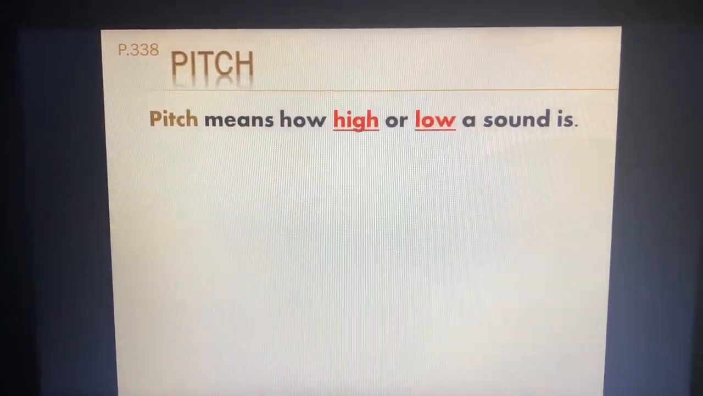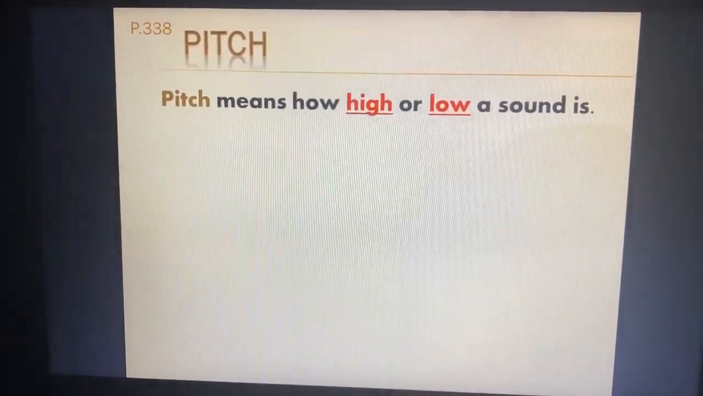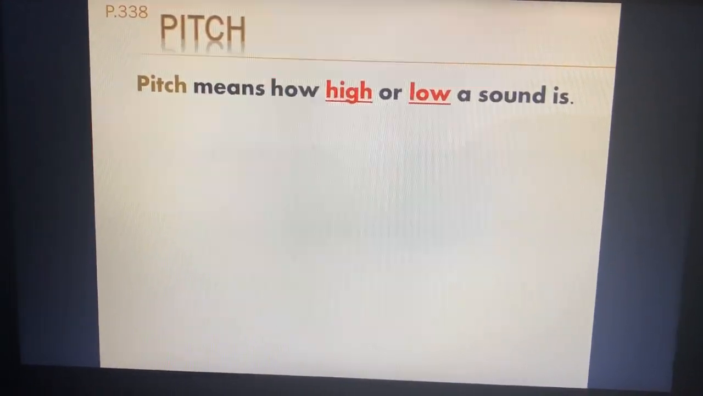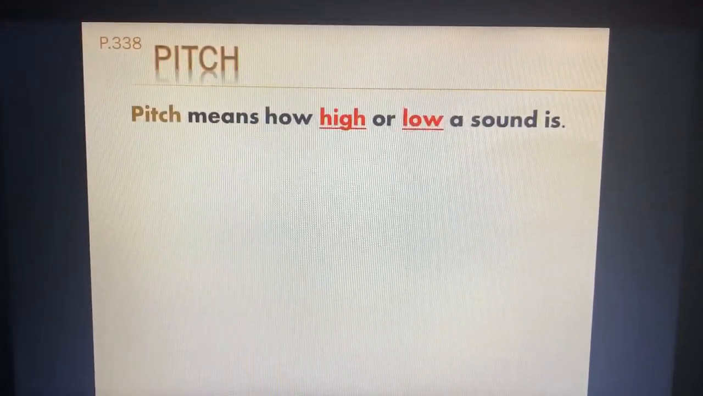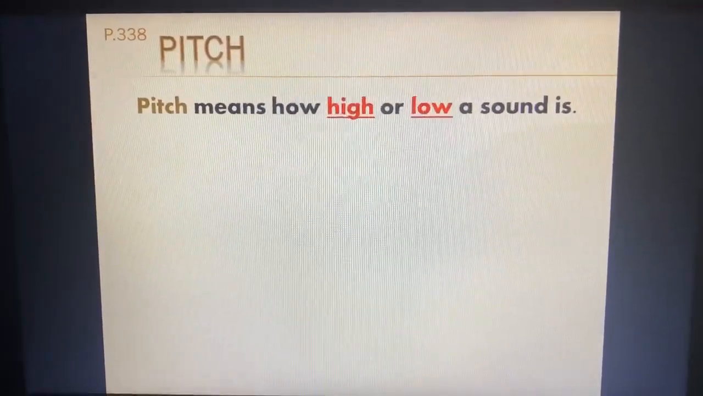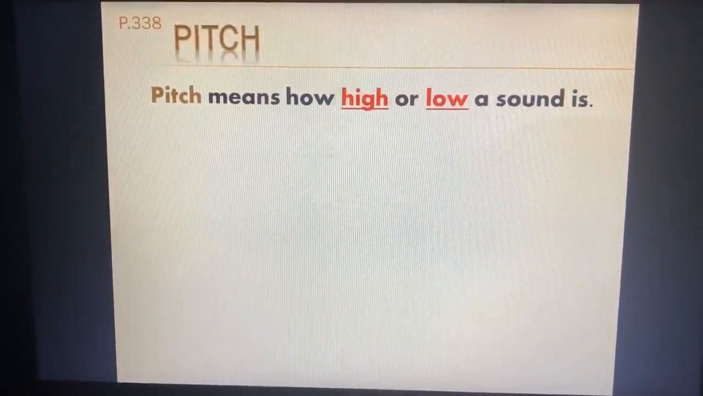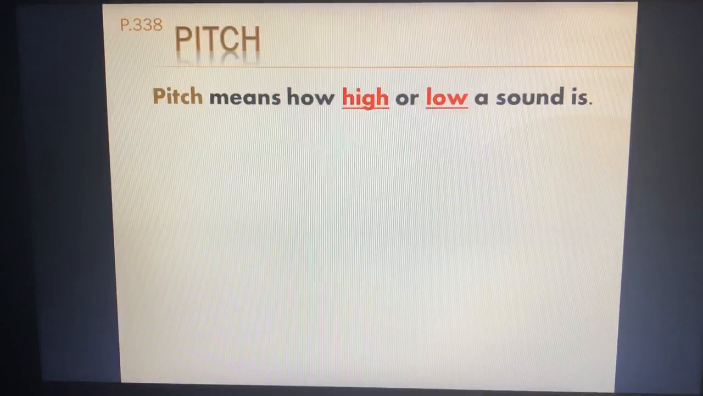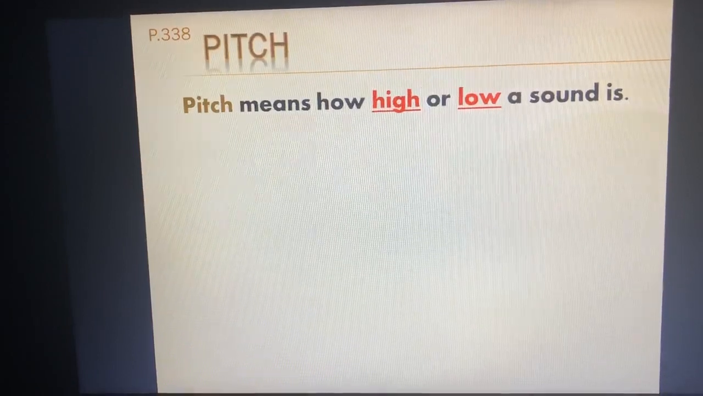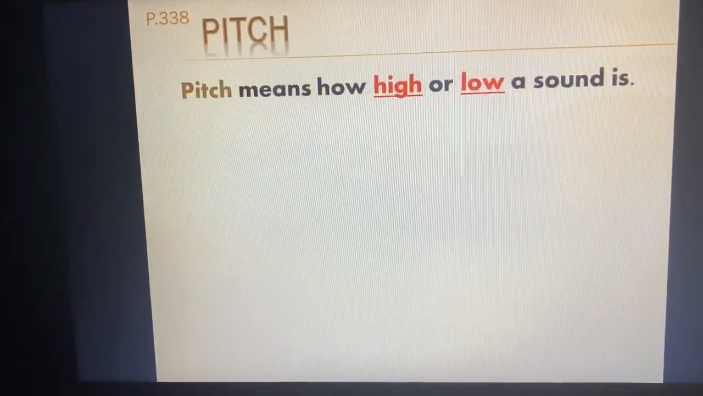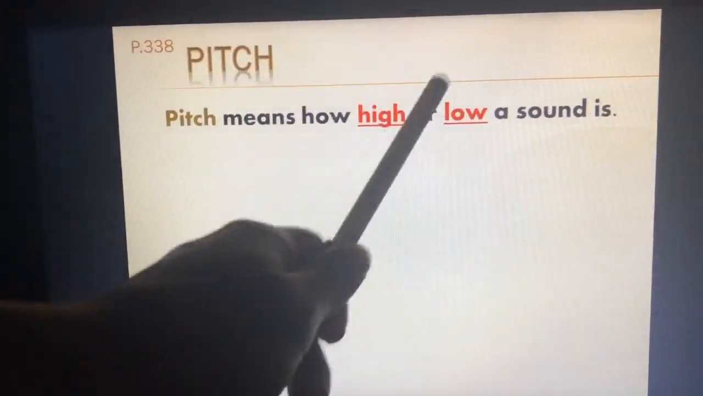So what do we mean by pitch? What is the meaning of pitch? Pitch means how high or low a sound is. For example, when I say good morning grade 2 and when I say good morning grade 2, what is the difference between the first time and the second time? Good job. The difference is the pitch. On the first time, the pitch was high, but on the second time, the pitch was low.